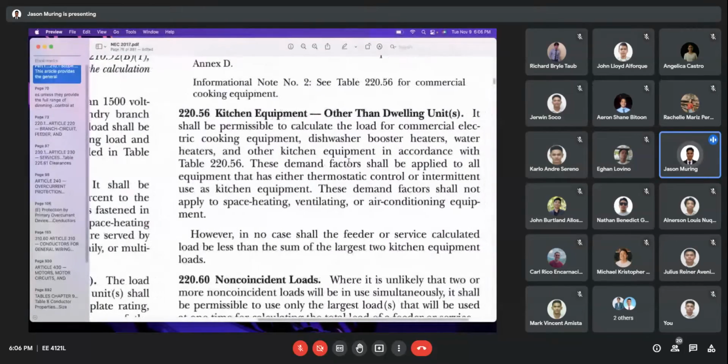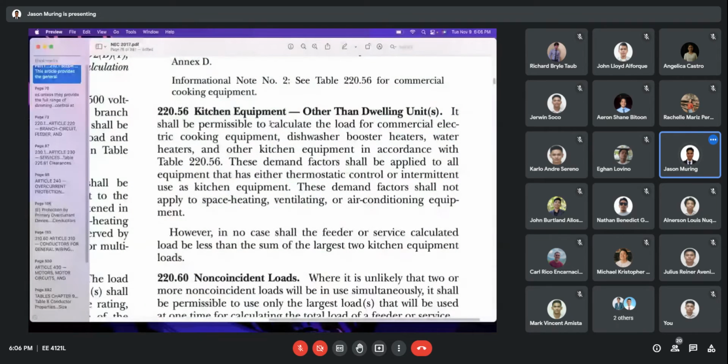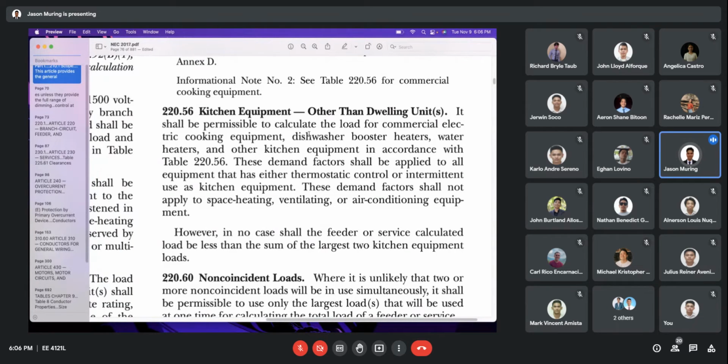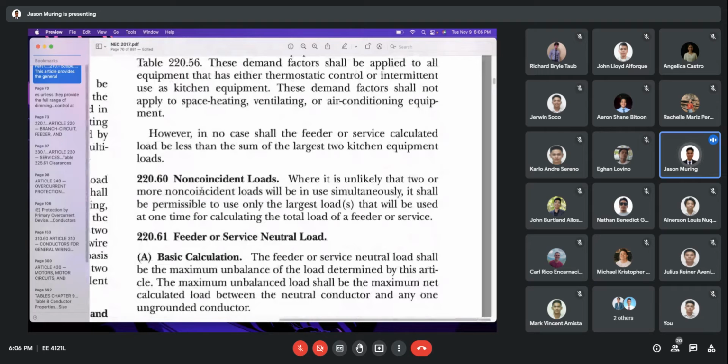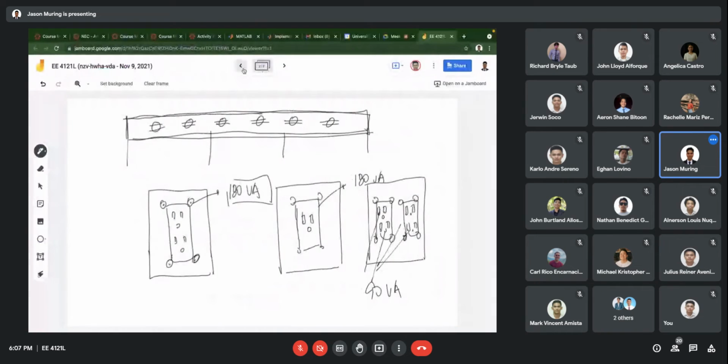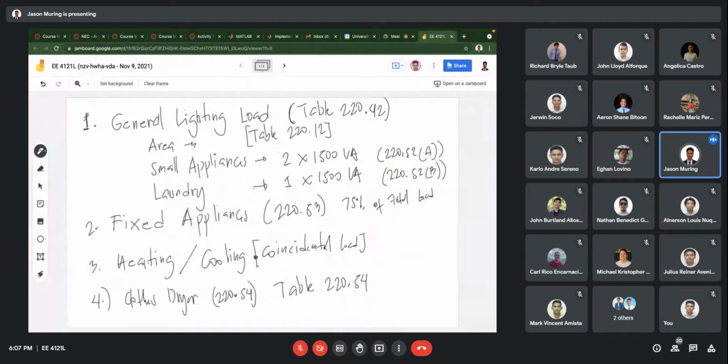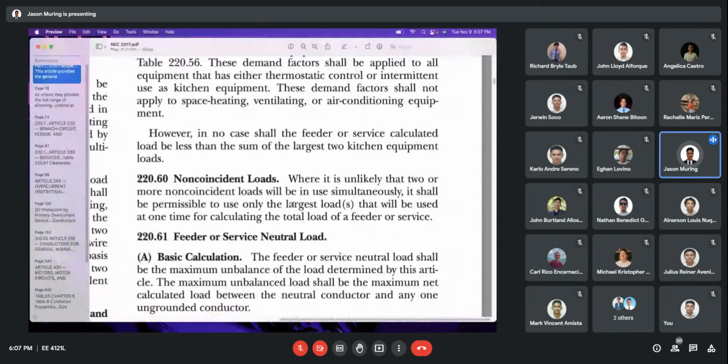Yeah, so 5.6. Let us not go over this one, because this is again for other than dwelling units. So we just focus for now on dwelling units. Then this is what I mentioned earlier: if you have non-coincidental load, they should not operate at the same time, so you will just use the largest of the two.